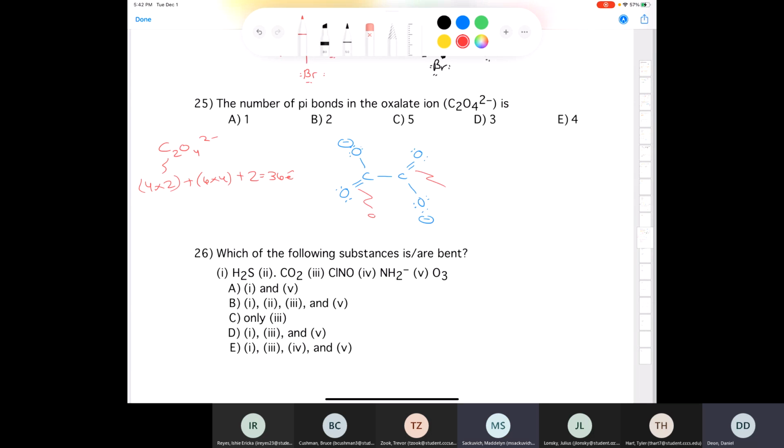Mr. Deon? Yes. I think our total number of electrons is actually only going to be 32 instead of 36. No, I think it's 34. So it's 8 plus 24 plus 2. Yeah, it's 34. There we go.